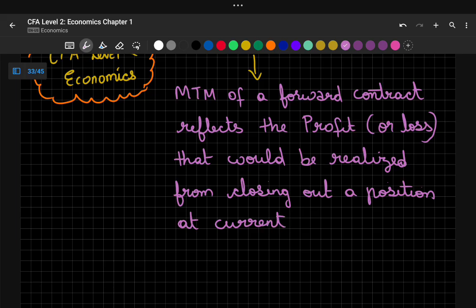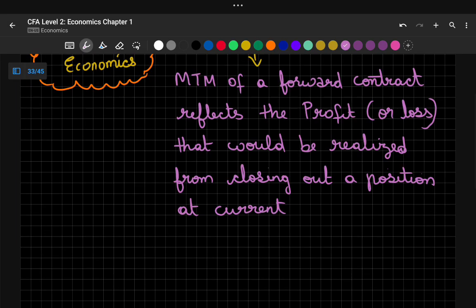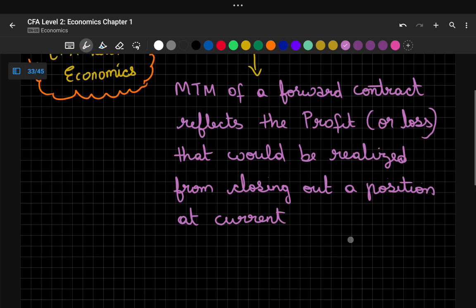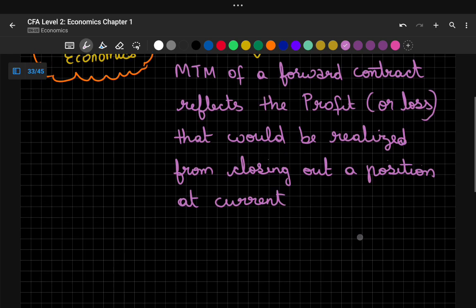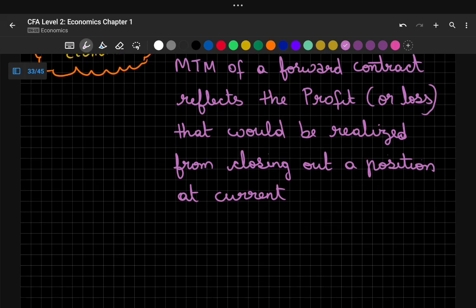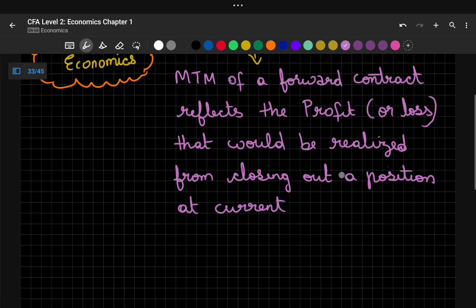If you entered into a 6-month forward contract and want to close out the position after 3 months, what would be the price at which you would be closing out the position? Have you made a profit or loss? What is the mark to market value of that position? So that is what is known as MTM, closing out a position at current market price.